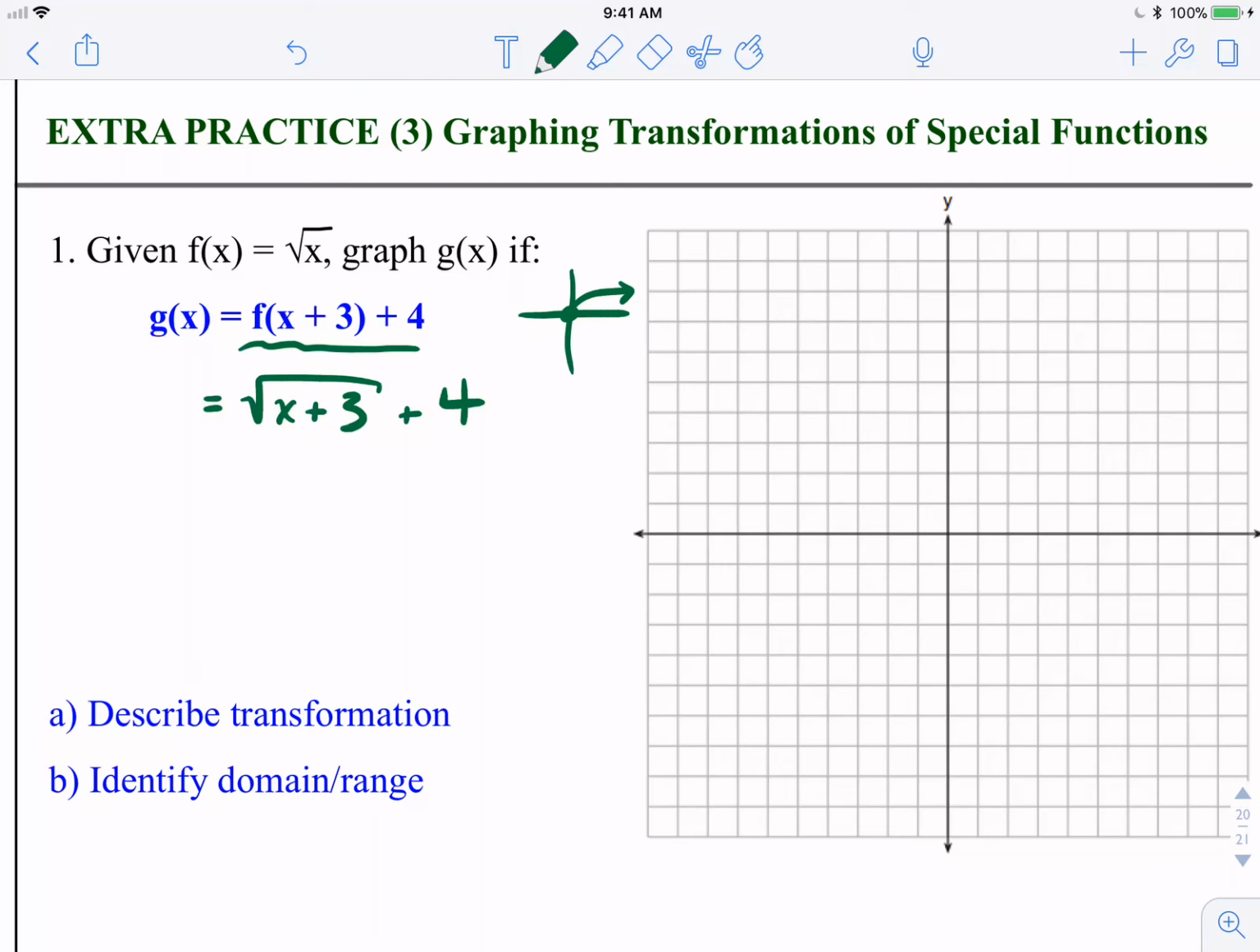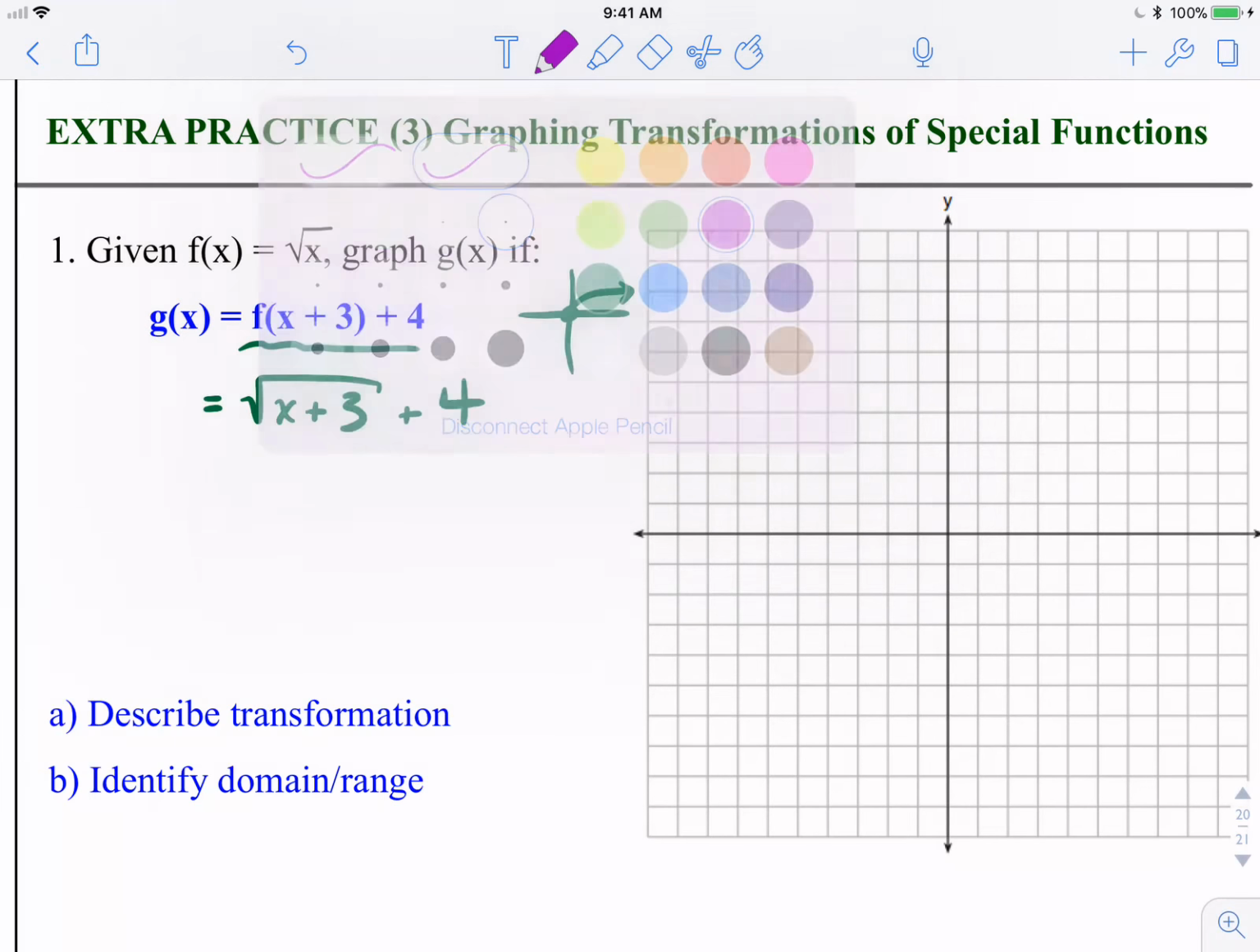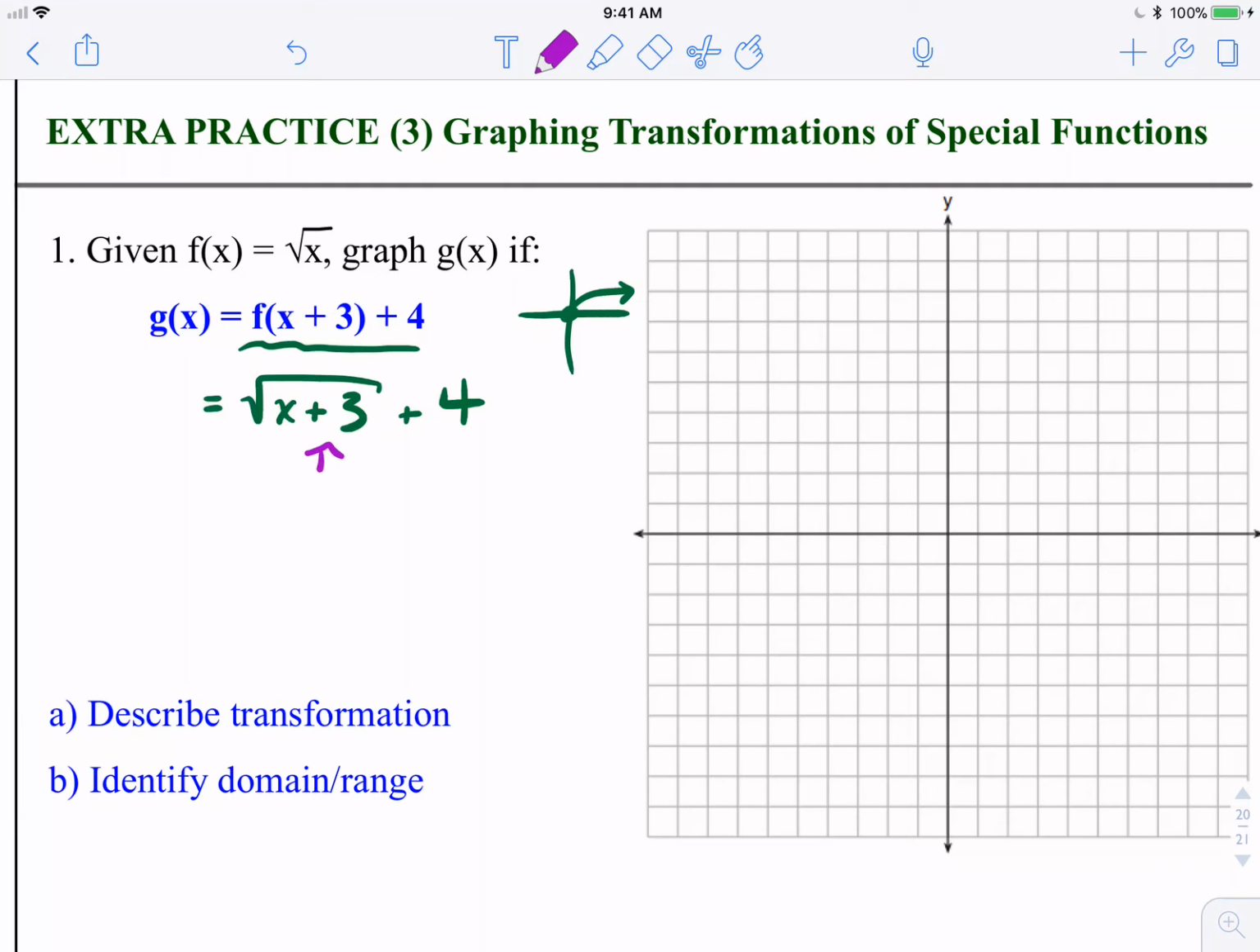Now graphing this, we are going to use a table of values, but let's first look at the transformation here. So there's really two transformations taking place. This plus 3 is obviously different. That's not featured in the parent function up here. And then the plus 4 outside the radical.